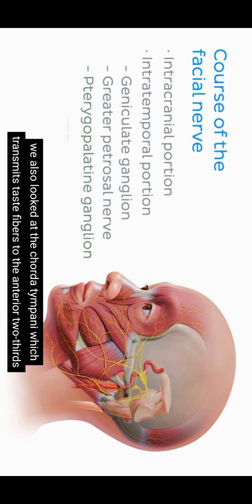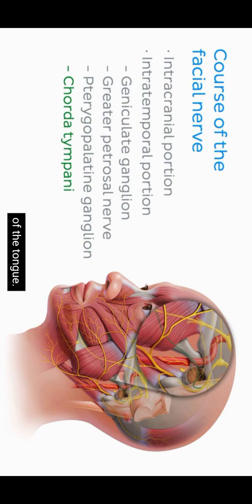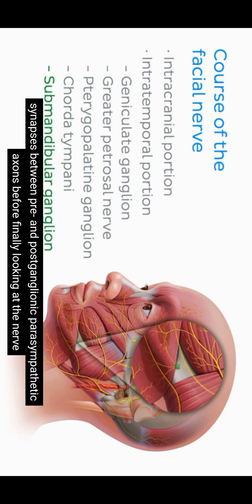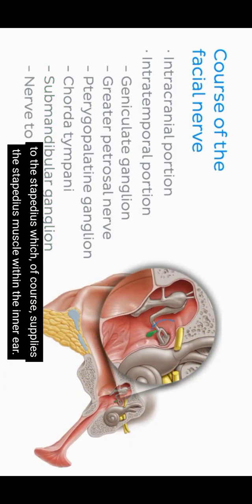parasympathetic nerve fibers. And of course, we also looked at the chorda tympani, which transmits taste fibers to the anterior two-thirds of the tongue. We looked at the submandibular ganglion, which hangs off the lingual nerve and houses the synapses between pre- and postganglionic parasympathetic axons, before finally looking at the nerve to the stapedius, which of course supplies the stapedius muscle within the inner ear.